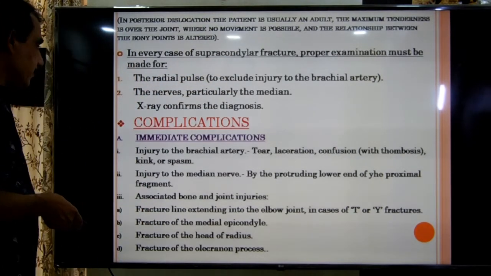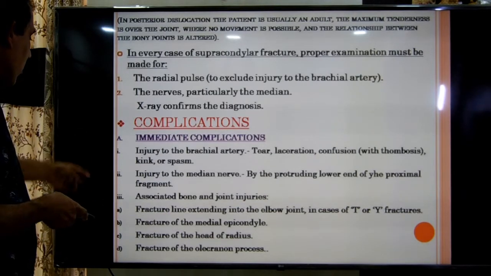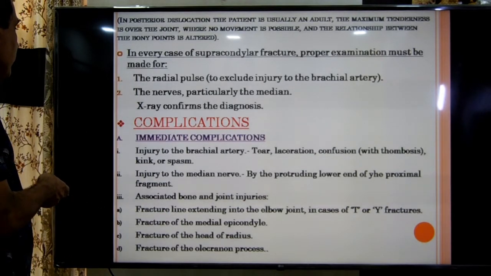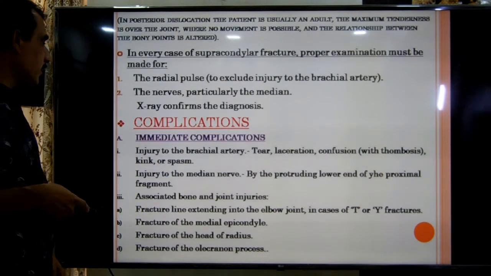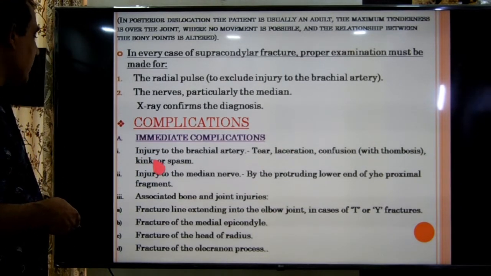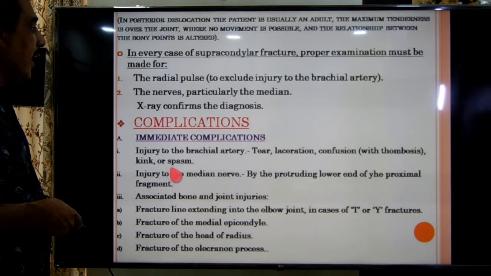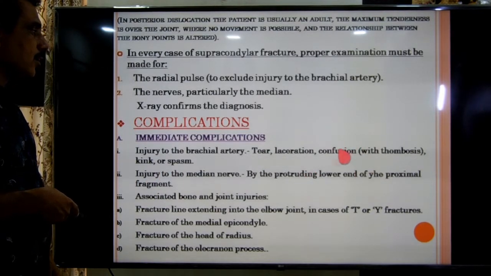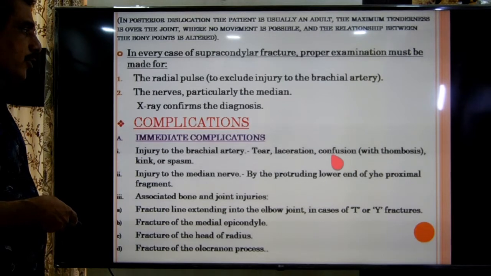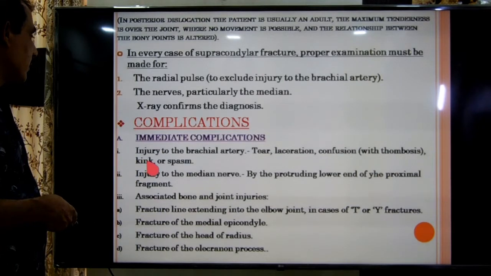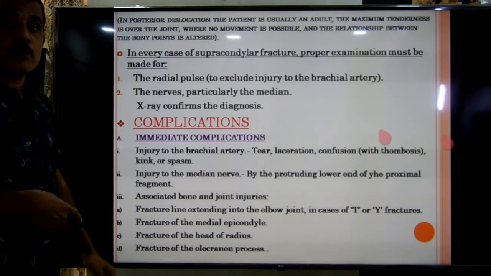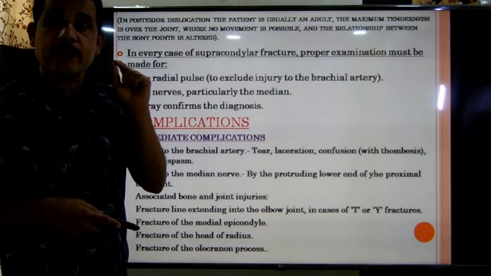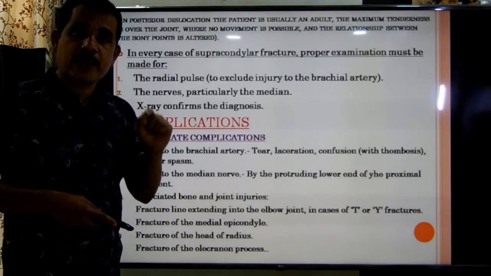Then the complications. The number 1 is immediate complications. The immediate complications are injury to the brachial artery. It may tear, lacerate, or there may be contusion with thrombosis, kinking and spasms. Injury to the brachial artery is the most common complication in case of supracondylar fracture.